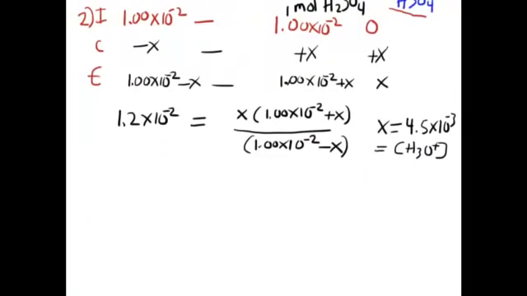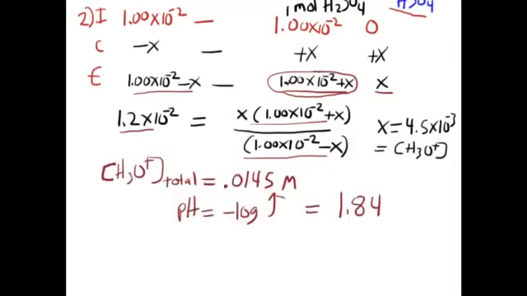So here's how your ice table should turn out. When you set Ka2 equal to products over reactants, you find out that x is 4.5 times 10 to the negative third. So your total hydronium concentration is this one. So the total is 0.0145 molar hydronium. That's the first dissociation plus the second dissociation. When you take the negative log of it, you find your pH is 1.84.